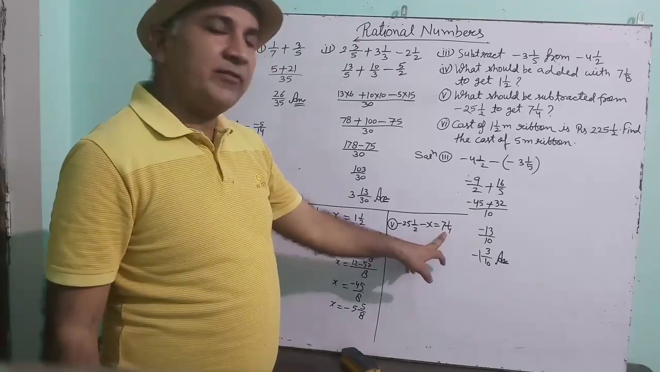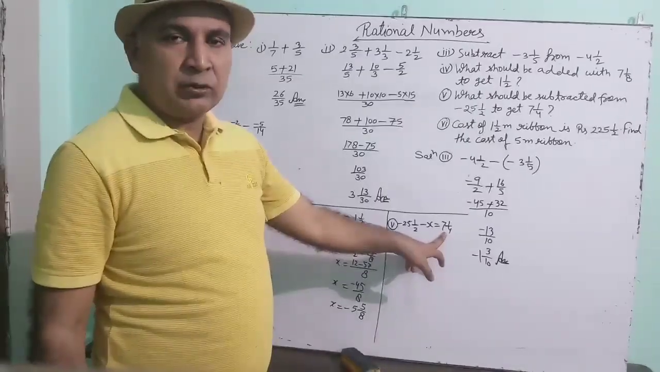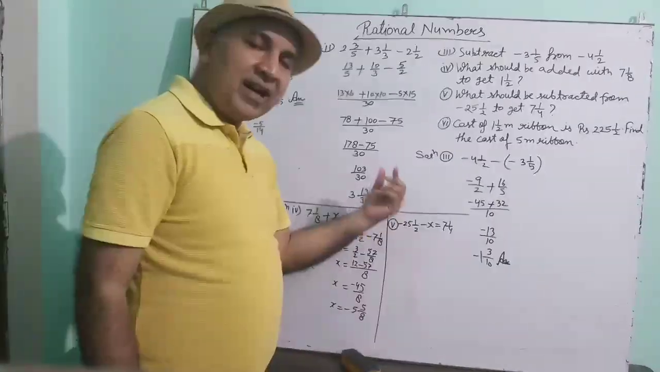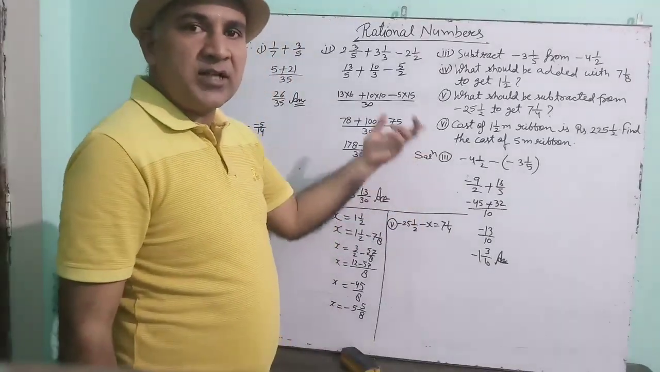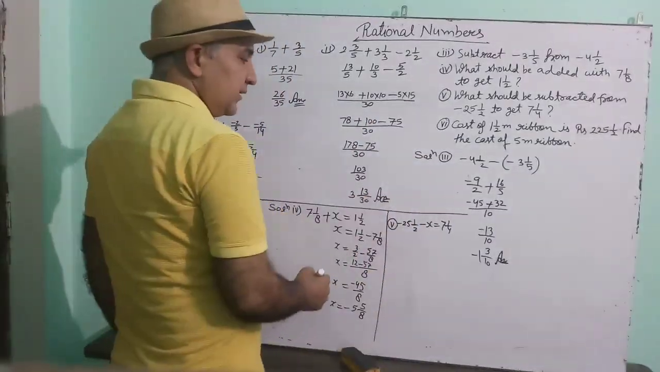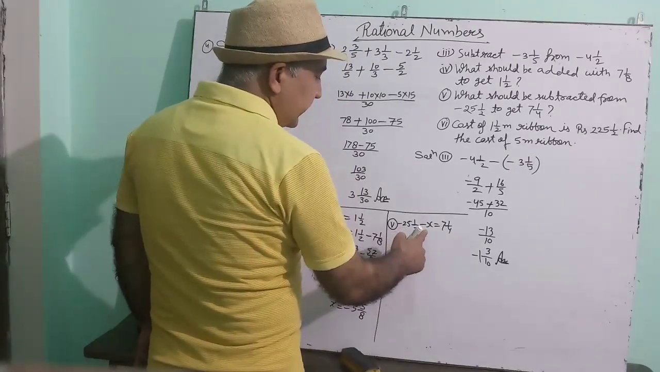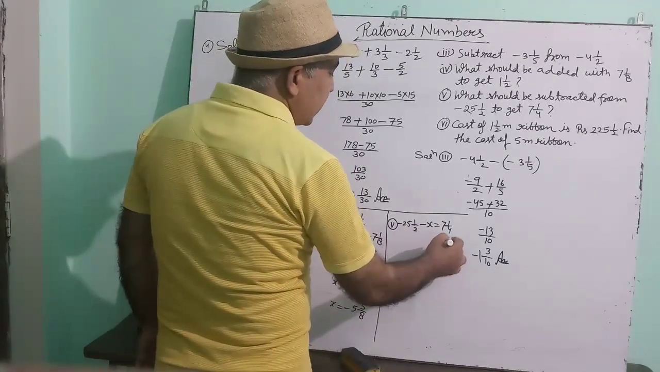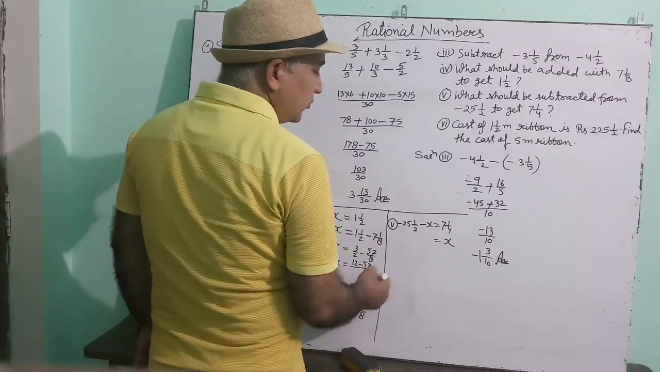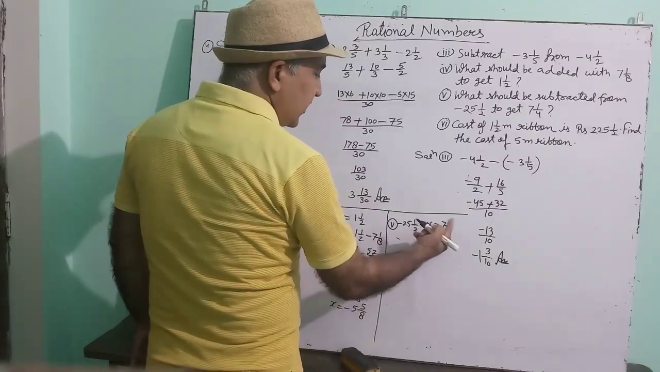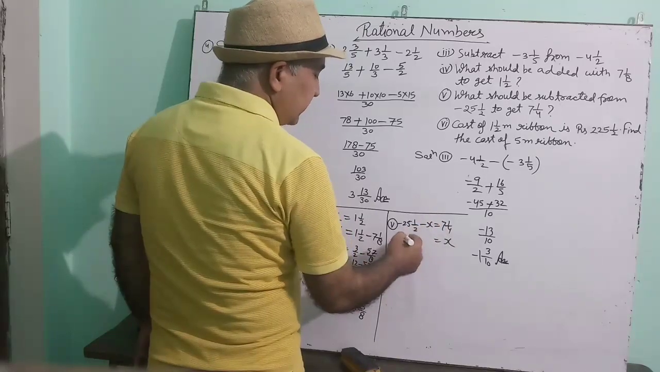And we are getting 7 and 1 by 4. You will write the statement: let x should be subtracted. Now solve and get your answer. See, your x is negative, so transfer it to the right hand side, then it will become positive. Okay. Now bring 7 1 by 4 to the left hand side.